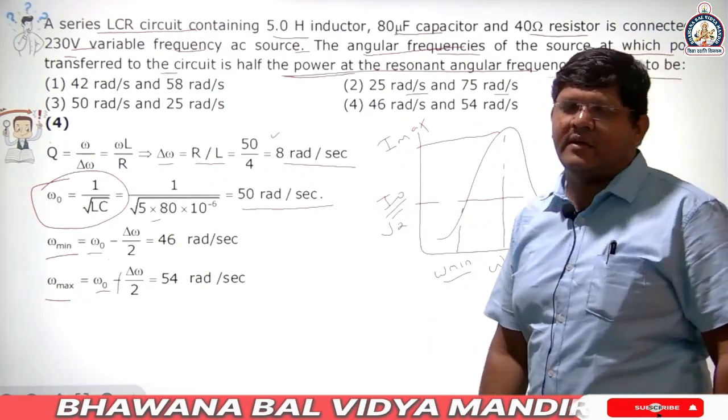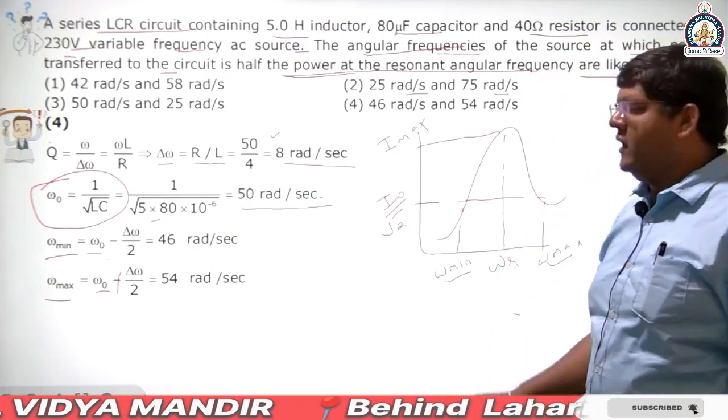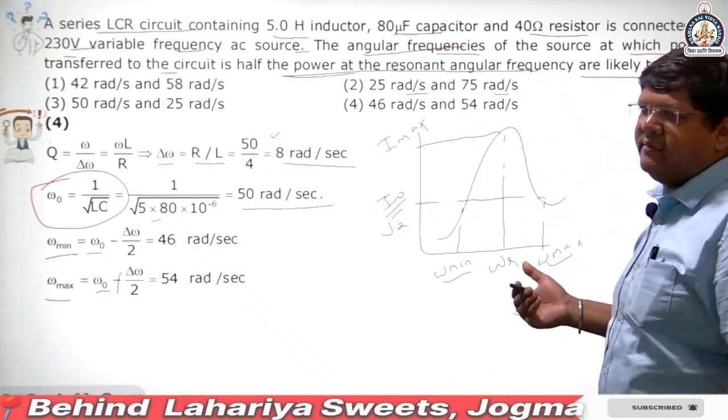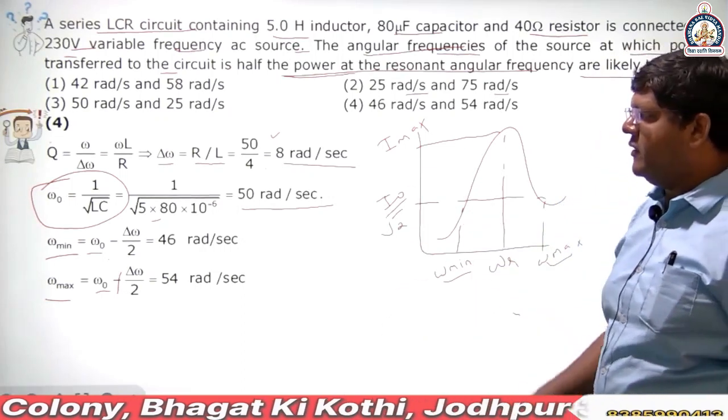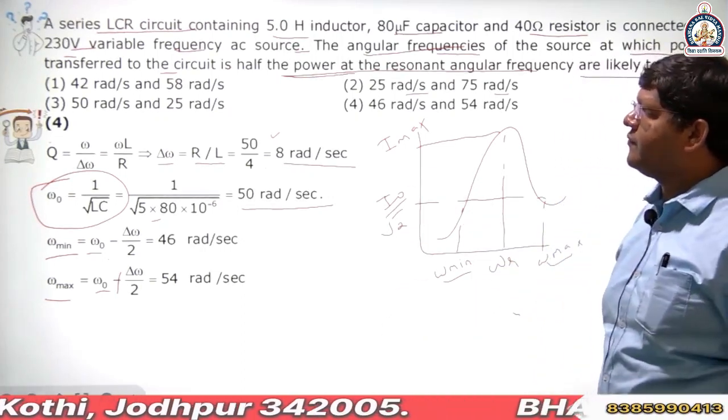That's why these are known as the half power frequencies, because at omega minimum and omega maximum the power reduces to half of the maximum value. That's why we have calculated the value of these two.